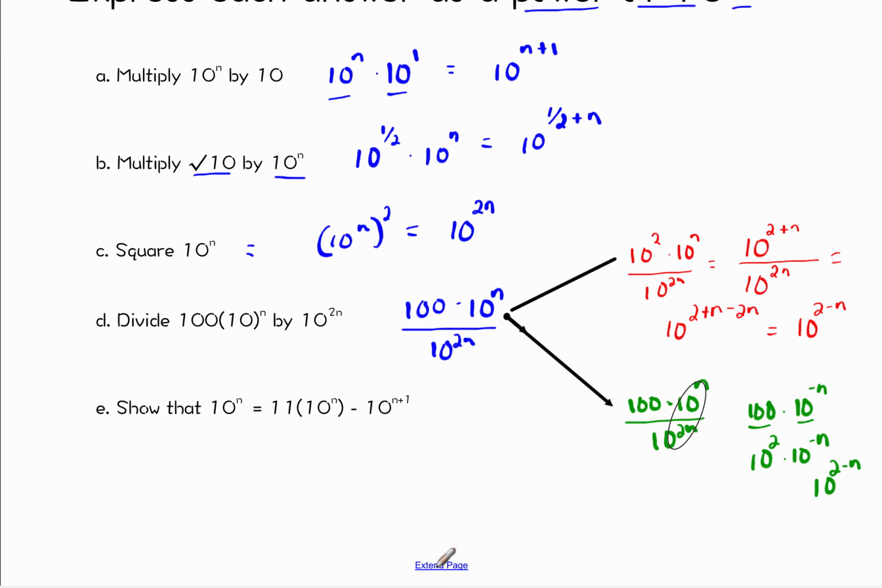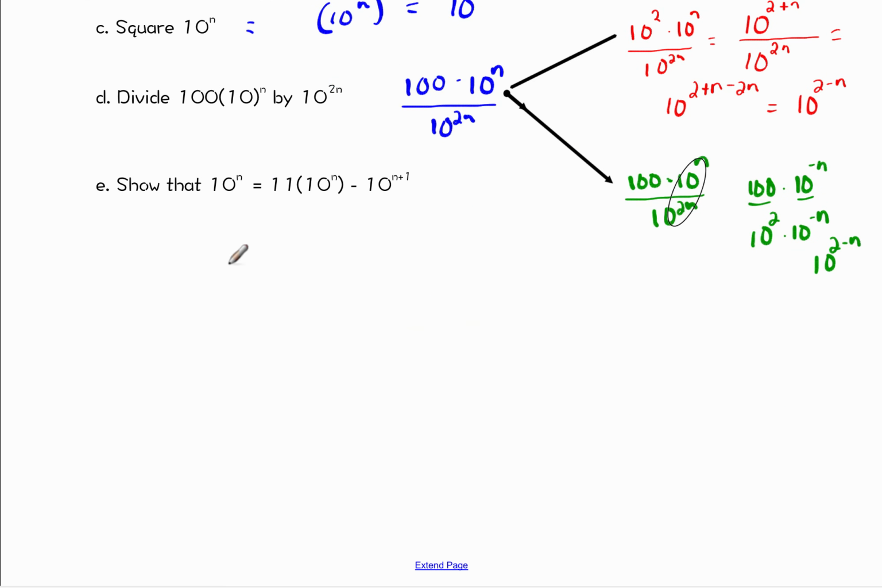All right, so the last one. I want to spend a little time on this last one here. I want to show that 10 to the n can be obtained by taking 11, multiplying it by 10 to the n, and minusing 10 to the n plus 1. Wow, it didn't look hard till we threw that 11 in there.